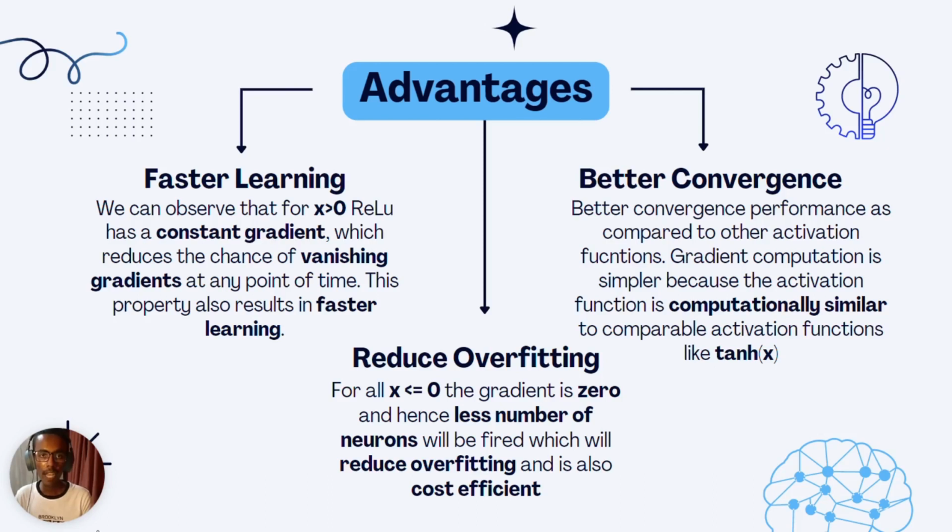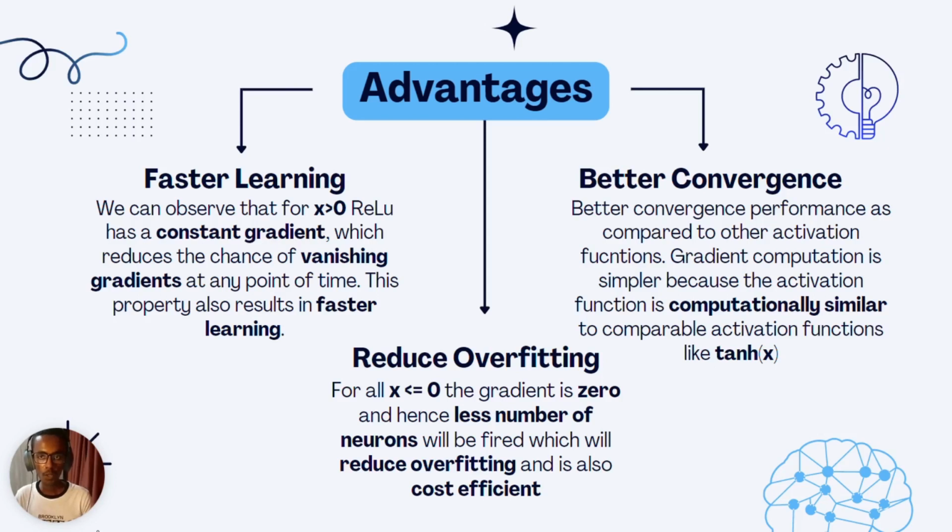So the third advantage of the ReLU activation function is better convergence. And better convergence means that the ReLU activation function, in terms of computation, is very similar to other activation functions such as tanh, and that computational similarity is going to lead to better convergence. So sometimes you might see our network is not going to converge in a small amount of time.